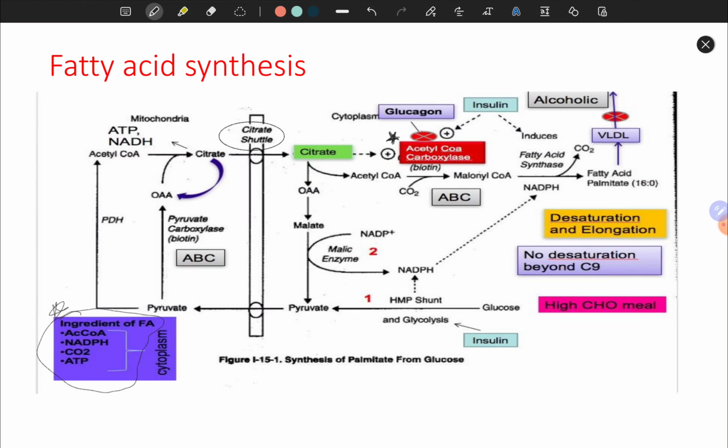How? Glucagon, which is a stress or fight and flight hormone, inhibits this enzyme. Insulin stimulates the formation of fat. Insulin is an anabolic hormone. And finally, formation of fatty acid.